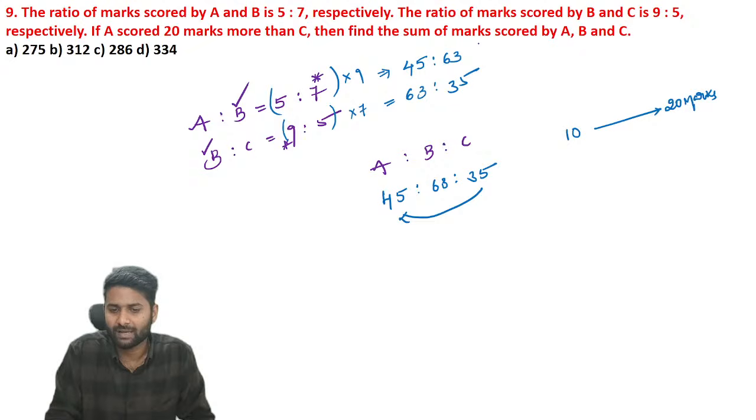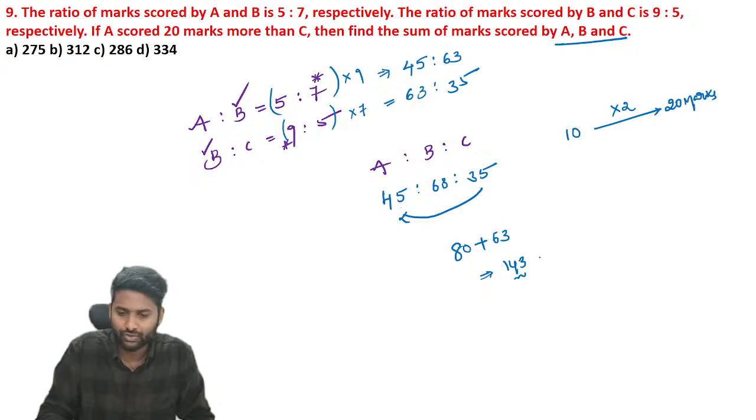then find the sum of marks scored by A, B, and C. What is the combined value? 45 plus 35 is 80, plus 63 is equal to 143. As each unit is multiplied by 2, 143 is multiplied by 2, and the value becomes 286.